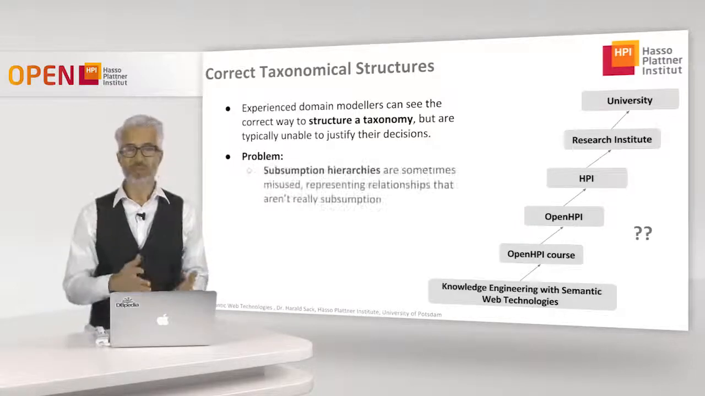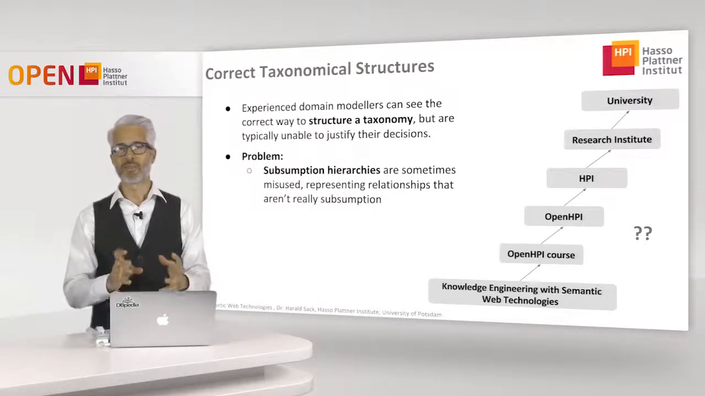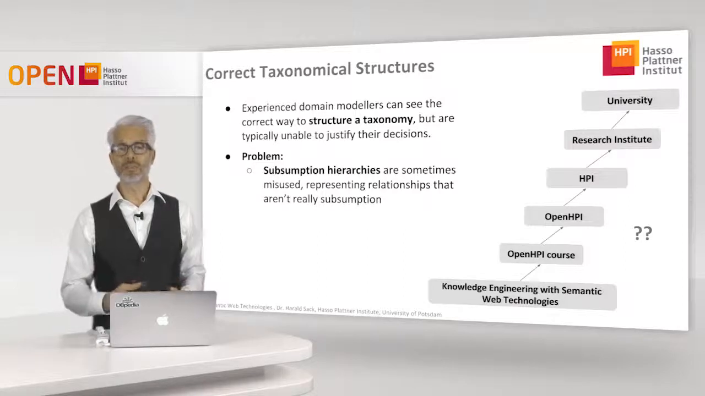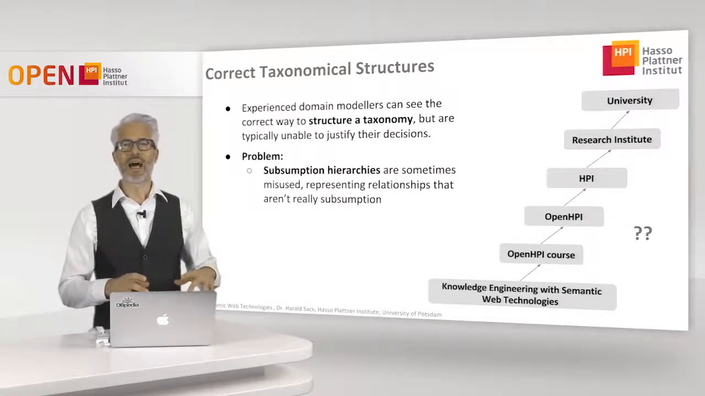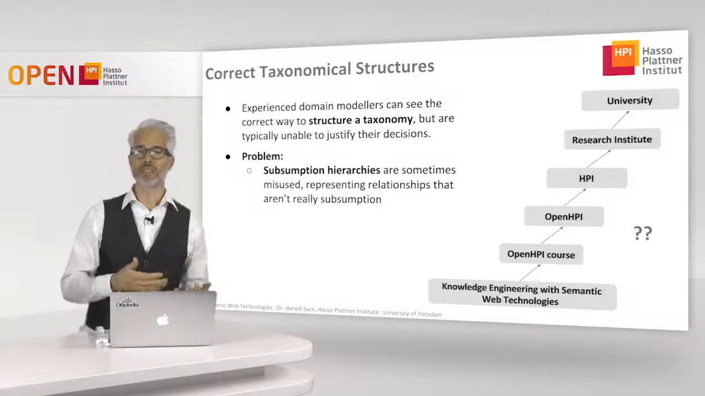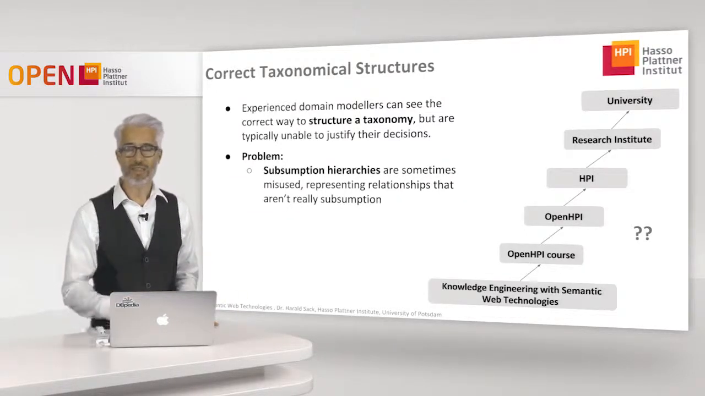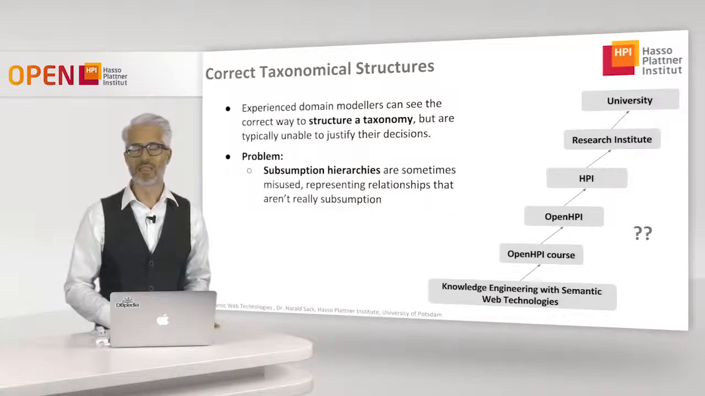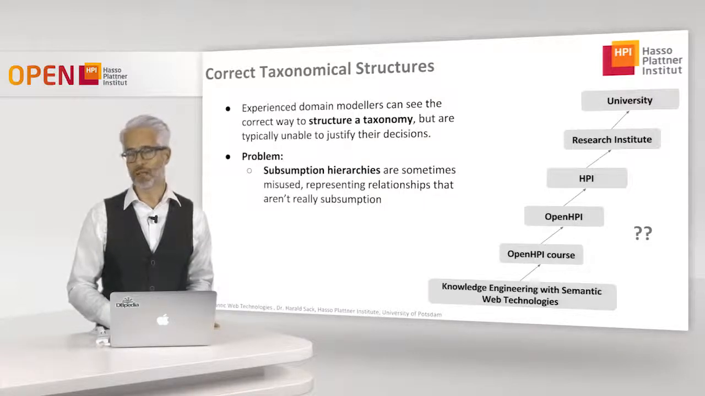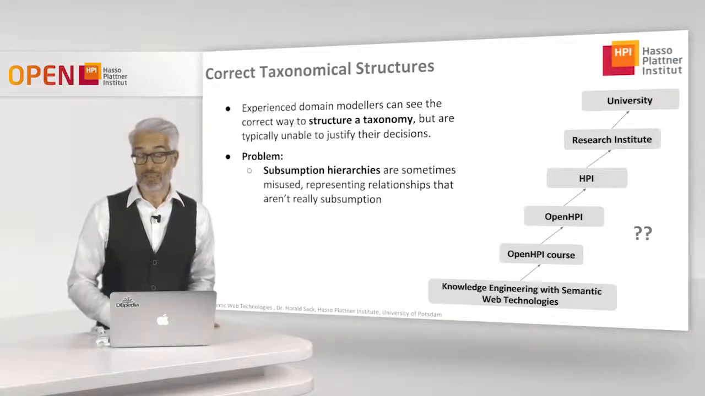The problem here usually is that these subsumption hierarchies are misused to represent relationships that are not necessarily a real subsumption. Like here, for example, OpenHPI cores is a subclass of OpenHPI, but whether this really holds is a question. Is this really a subclass? Is this a specialization of OpenHPI, an instance of the class OpenHPI? That is really a problem.